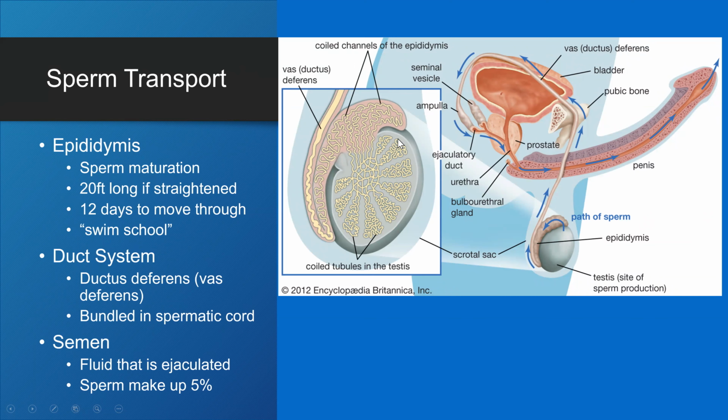Right, so spermatogenesis begins in the seminiferous tubules. Then these spermatids move inside the epididymis, and this is where they fully develop. So that's the epididymis, where we have sperm maturation, about 20 feet long if straightened, and it takes about 12 days to move through all these tubules. And the nickname is swim school. That's where sperm start swimming, right? So we go from non-motile to motile sperm.